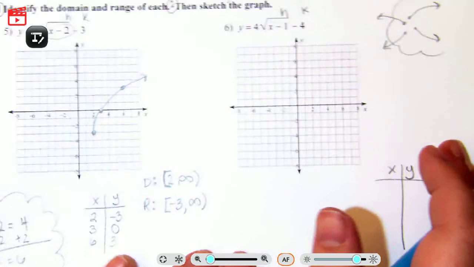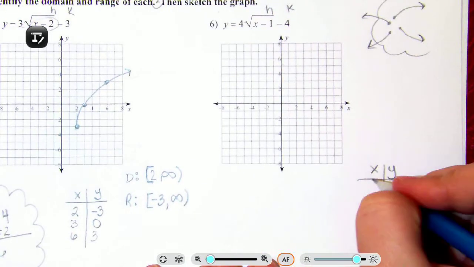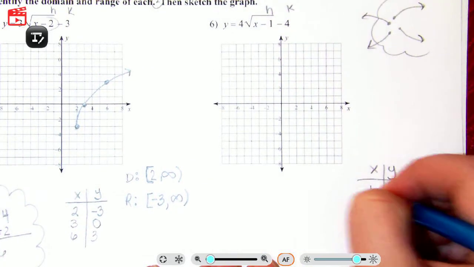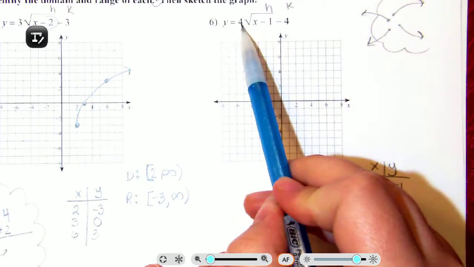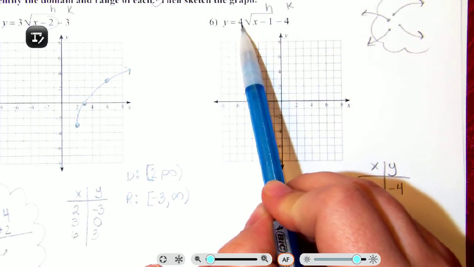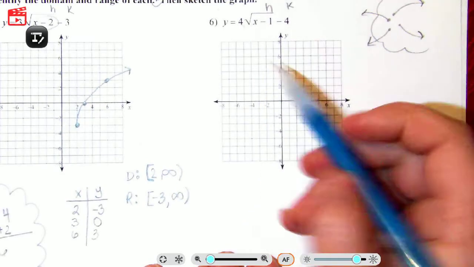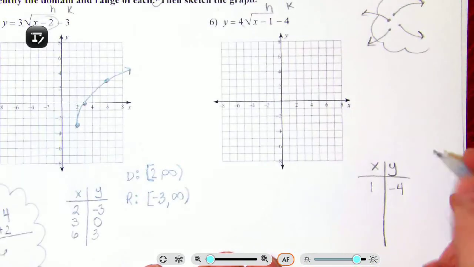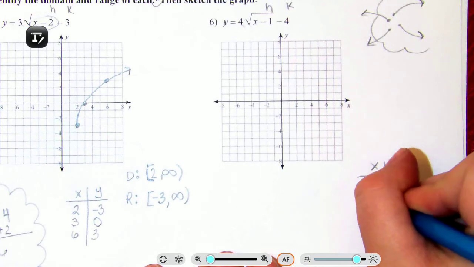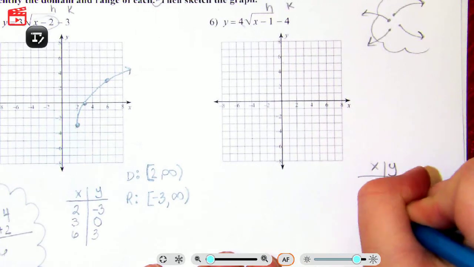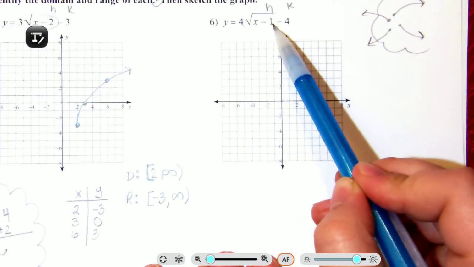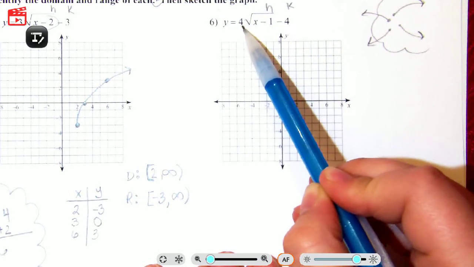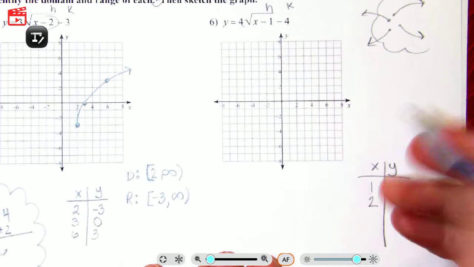Okay, let's go back to number 6. We start with our h and k. So we have 1 and -4. And again, look at your a. If it's positive, you're going to go up. If it's negative, you're going to go down. So we are going up because this is a positive number. So I'm going to go up 1. So 2 minus 1 is 1. Square root of 1 is still 1. 1 times 4 is 4. 4 minus 4 is 0.